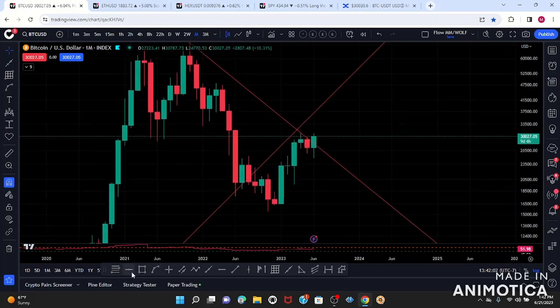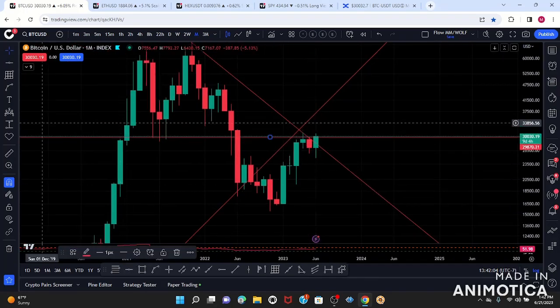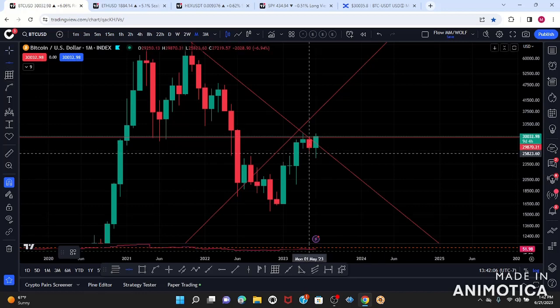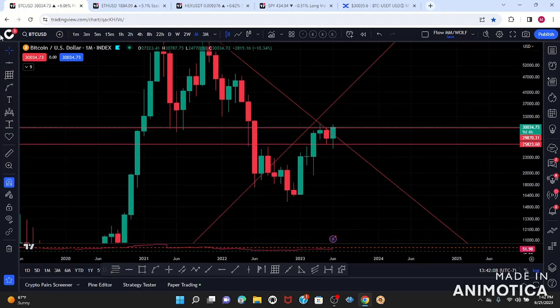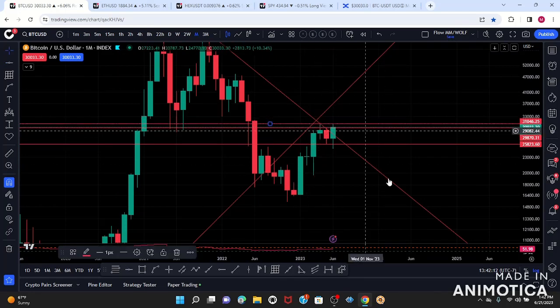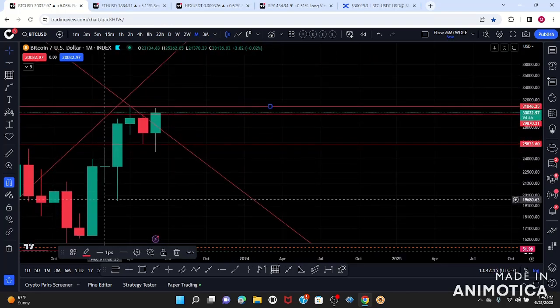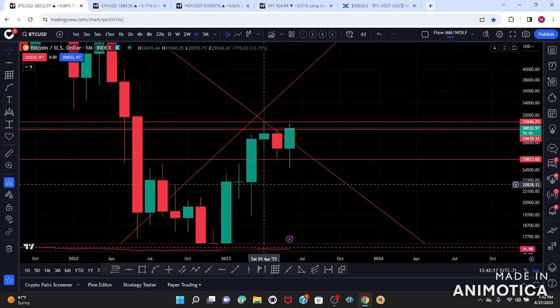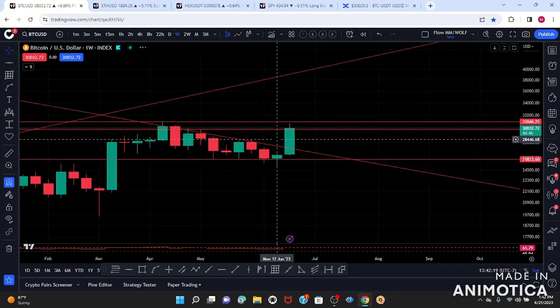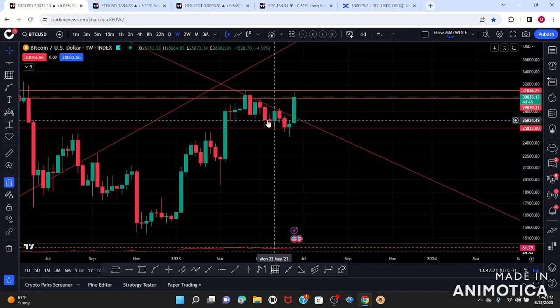Okay, on my monthly, I'm going to mark my monthly high and low. Perfect. And because we did break it, I'm going to mark the next high. Okay, and then we're going to go to our weekly time frame.